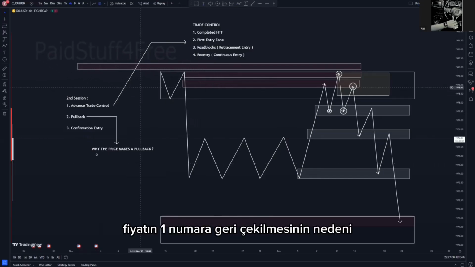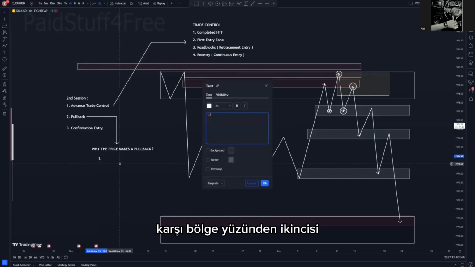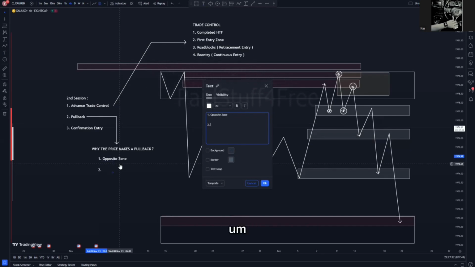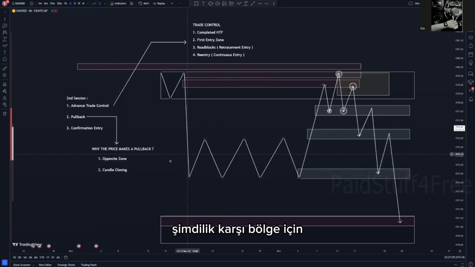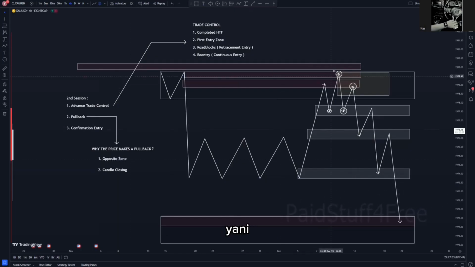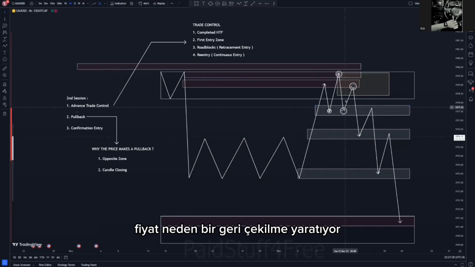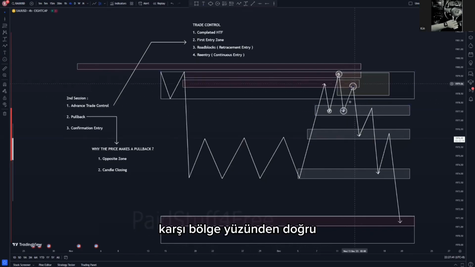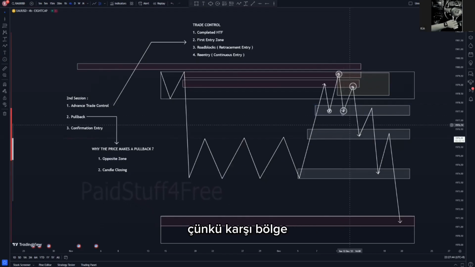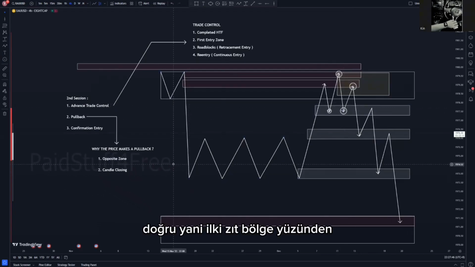The reasons why the price makes a pullback: number one, it's because of the opposite zone. The second one is because of the candle closing. For the opposite zone, how it looks and how it works: for example, you have this engulfing sell, and the reason why the price creates a pullback to get back into the sell zone is because of the opposite zone.